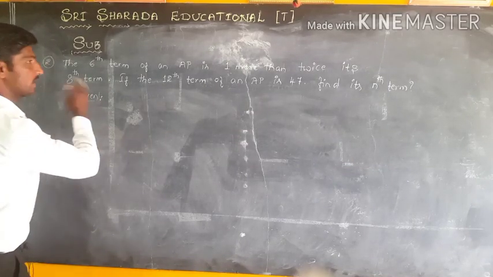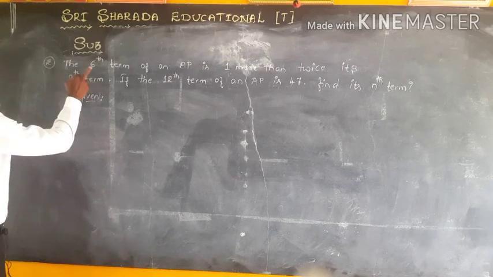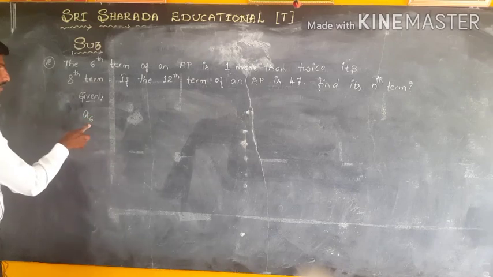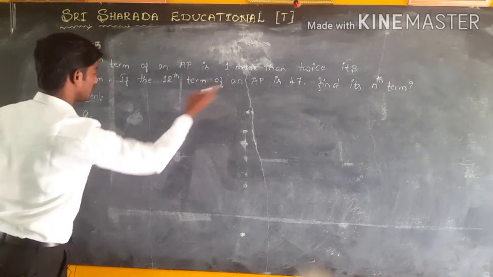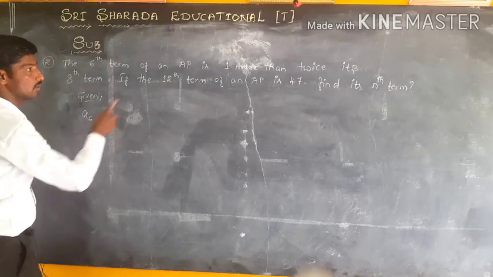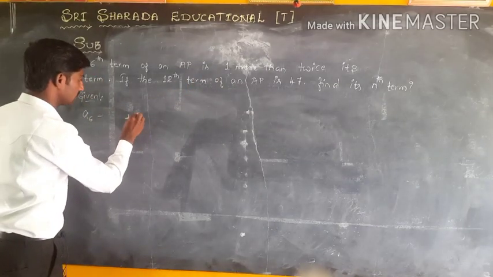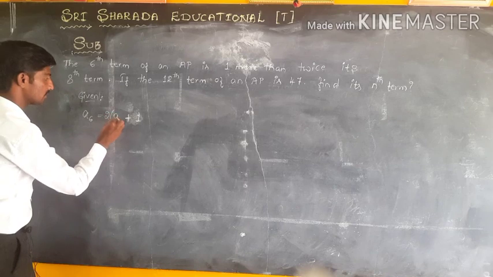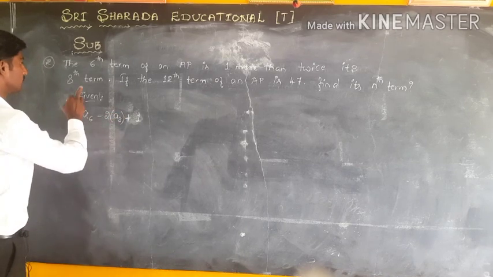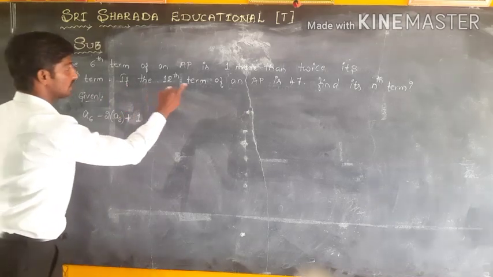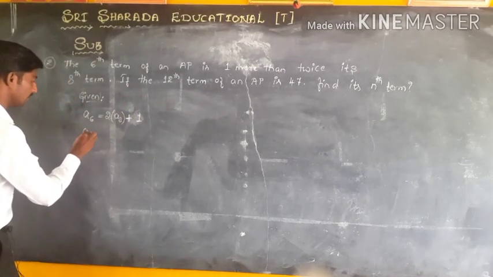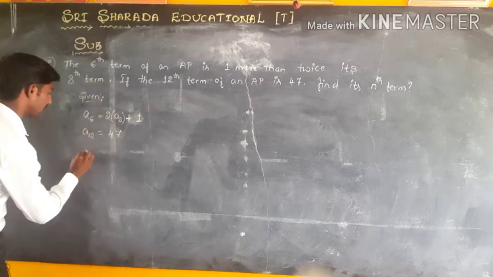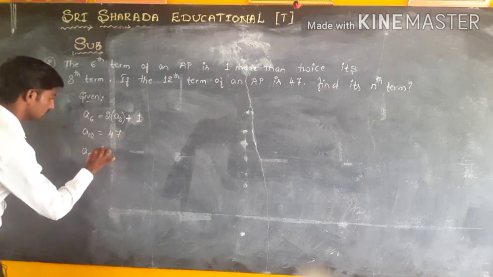Yes, let us write down the given data, whatever he represented. First, the sixth term of an AP means A6. A6 is equal to 1 more than twice its eighth term. Twice means 2 times the eighth term, A8. Next, the 12th term of an AP is 47, means A12 is equal to 47. Find its nth term. We need to find An is equal to question mark.